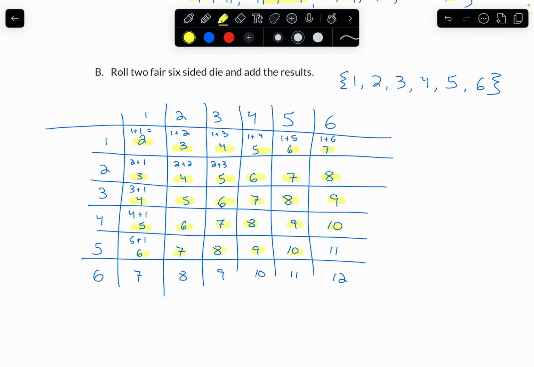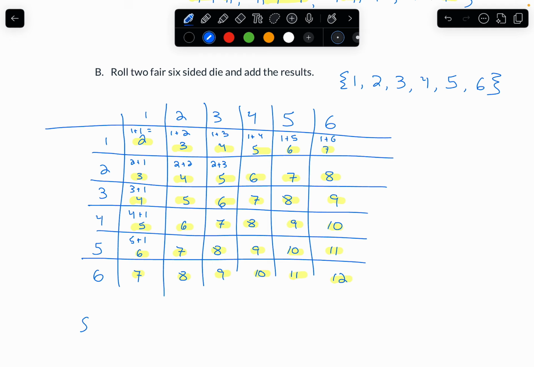Now, the thing about a sample space, a sample space is a set. And when we talk about sets, we don't usually have any repeated numbers. If we have a number in the set, it's in it once. It doesn't matter whether that number's in the set once or twice or 3 or 4 or 5 or 6 times. Once it's in the set, that's it, we're done.